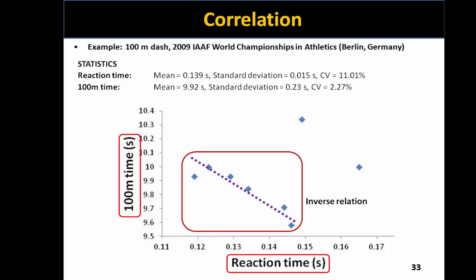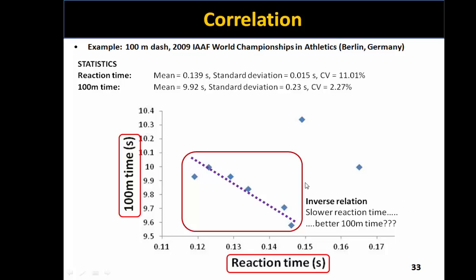So knowing that, our inverse relationship tells us that a slower reaction time, which is indicated by the larger value, okay, so the larger value says that the starter's pistol goes off and it's going to take longer for the athlete to react. That's actually a slow reaction time. That correlates with a better 100-meter time.